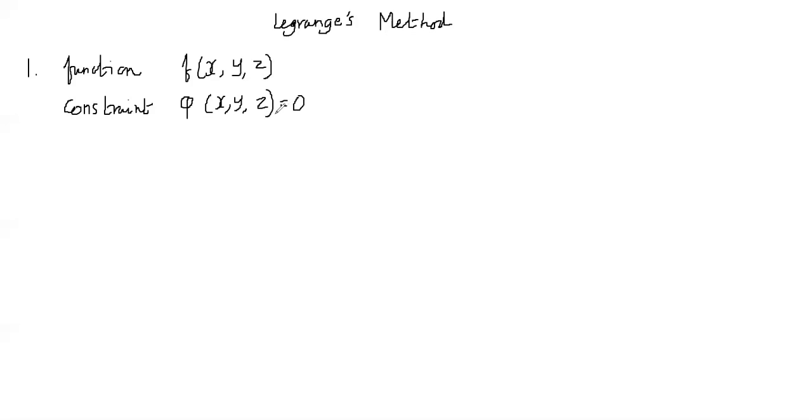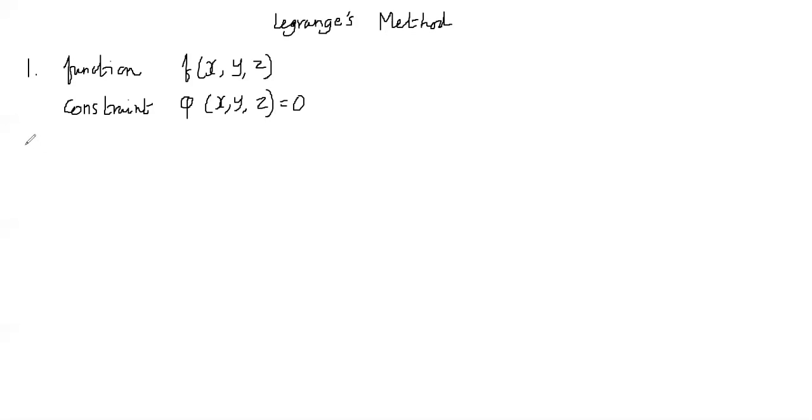So this is the first step in Lagrange's method. We have to find what we are going to find, that is f, the function, and what is the given condition, that is the constraint, phi. So we have to find what is the function and what is the constraint. That is the first step.